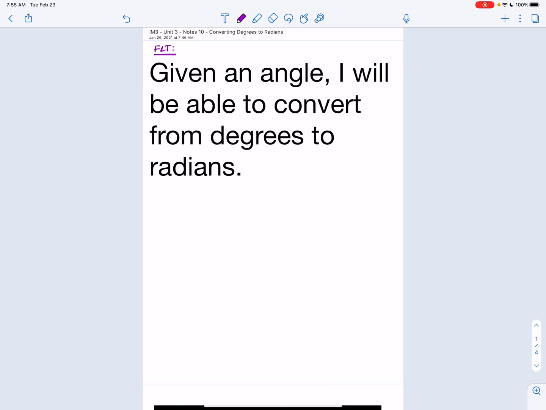Hey everyone, this is Unit 3 Notes number 10, Converting Degrees to Radians. So go ahead and write down your FLT and press play whenever you're ready, okay?